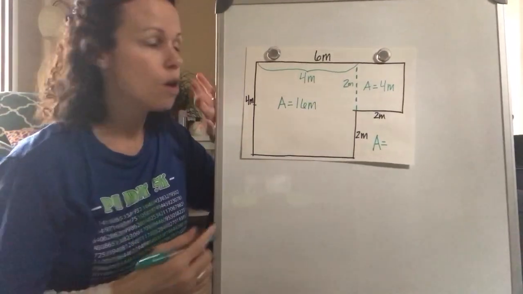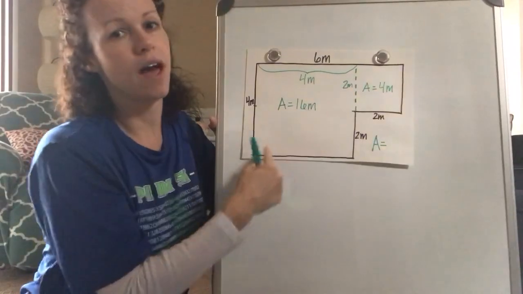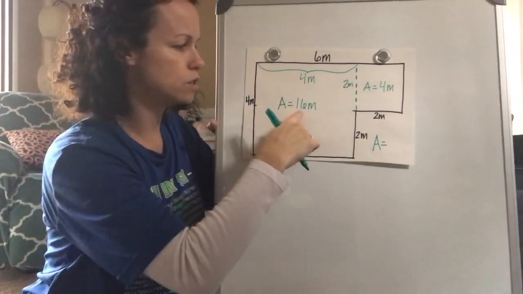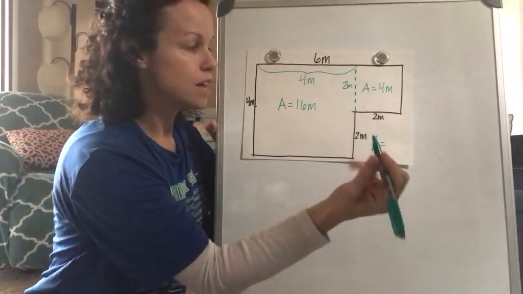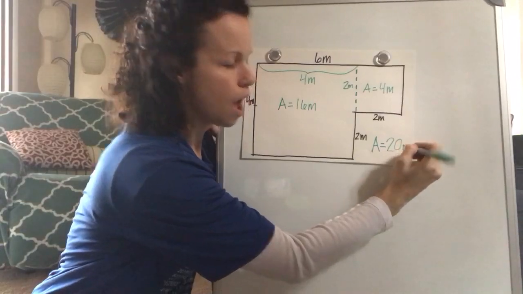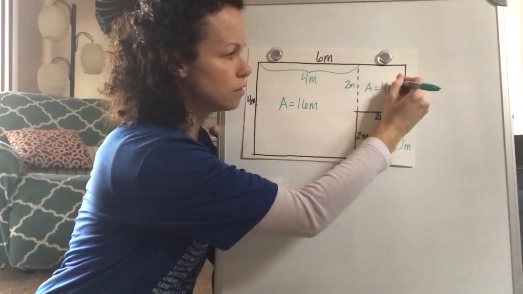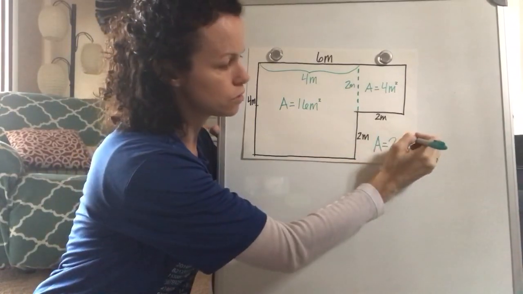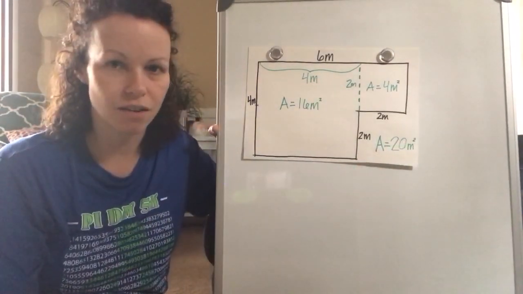Now we're not done. We got this shape and this shape, but we have to put them together because we want the area of this whole irregular figure. So 16 meters plus 4 meters gives us the area of 20 meters. And guys, I forgot my square on all of these. Squared, remember, because we did meters times meters. So 20 meters squared is my answer.